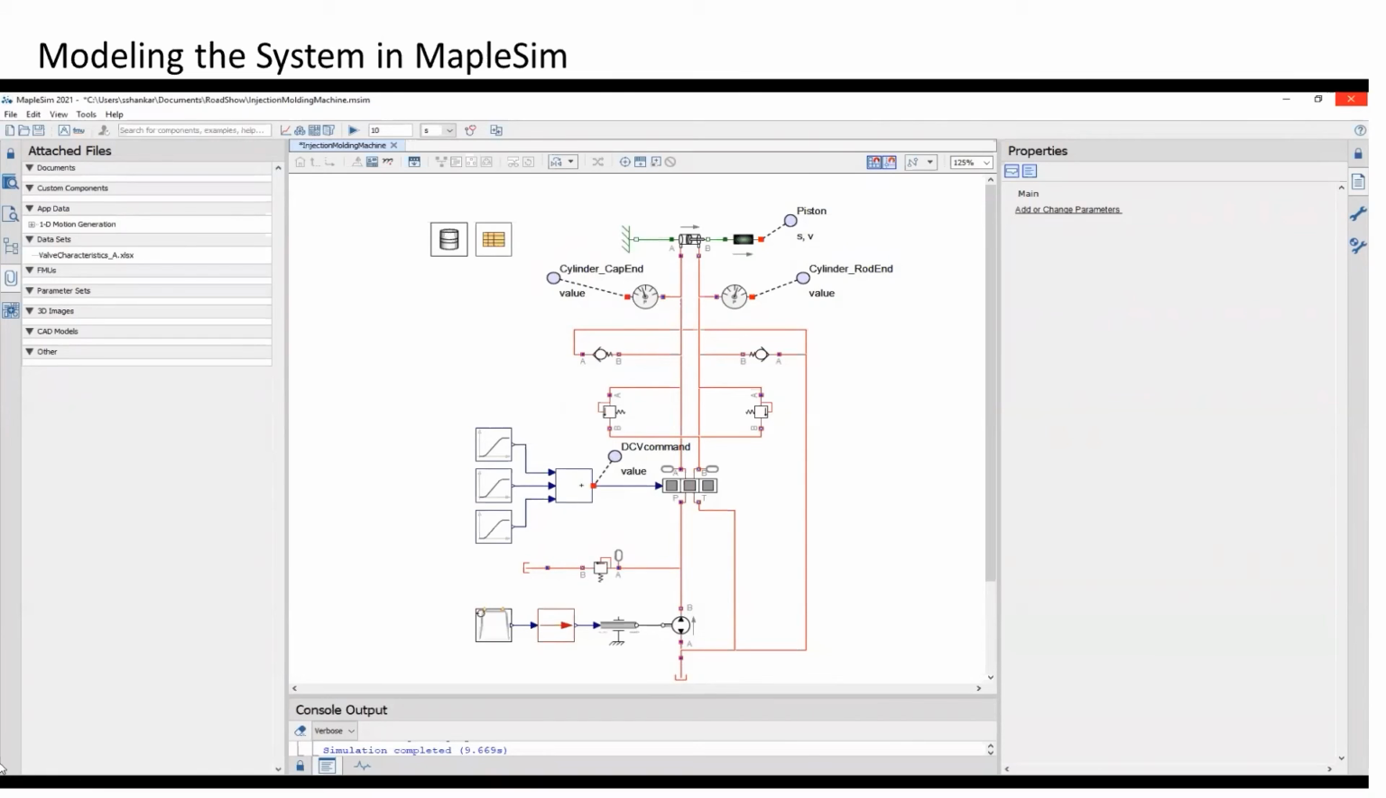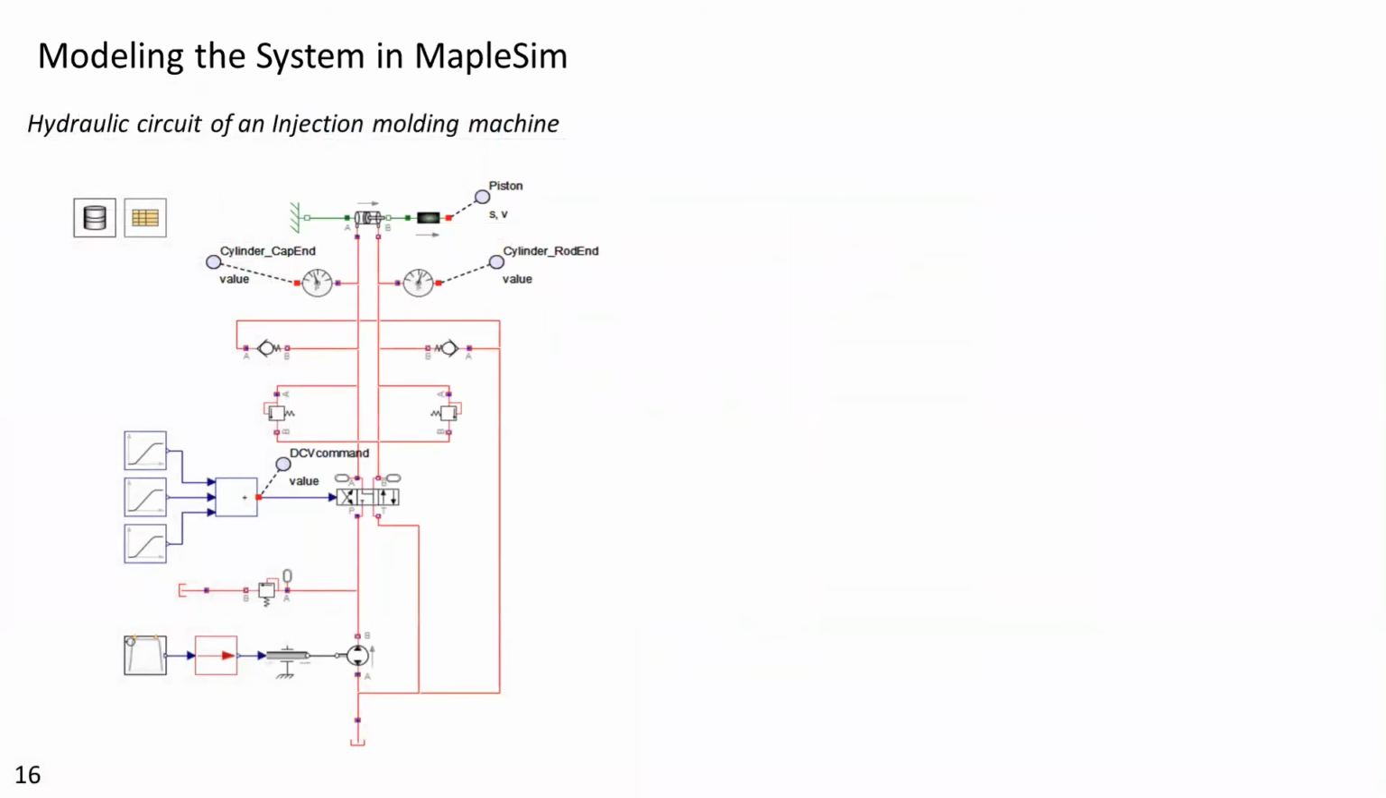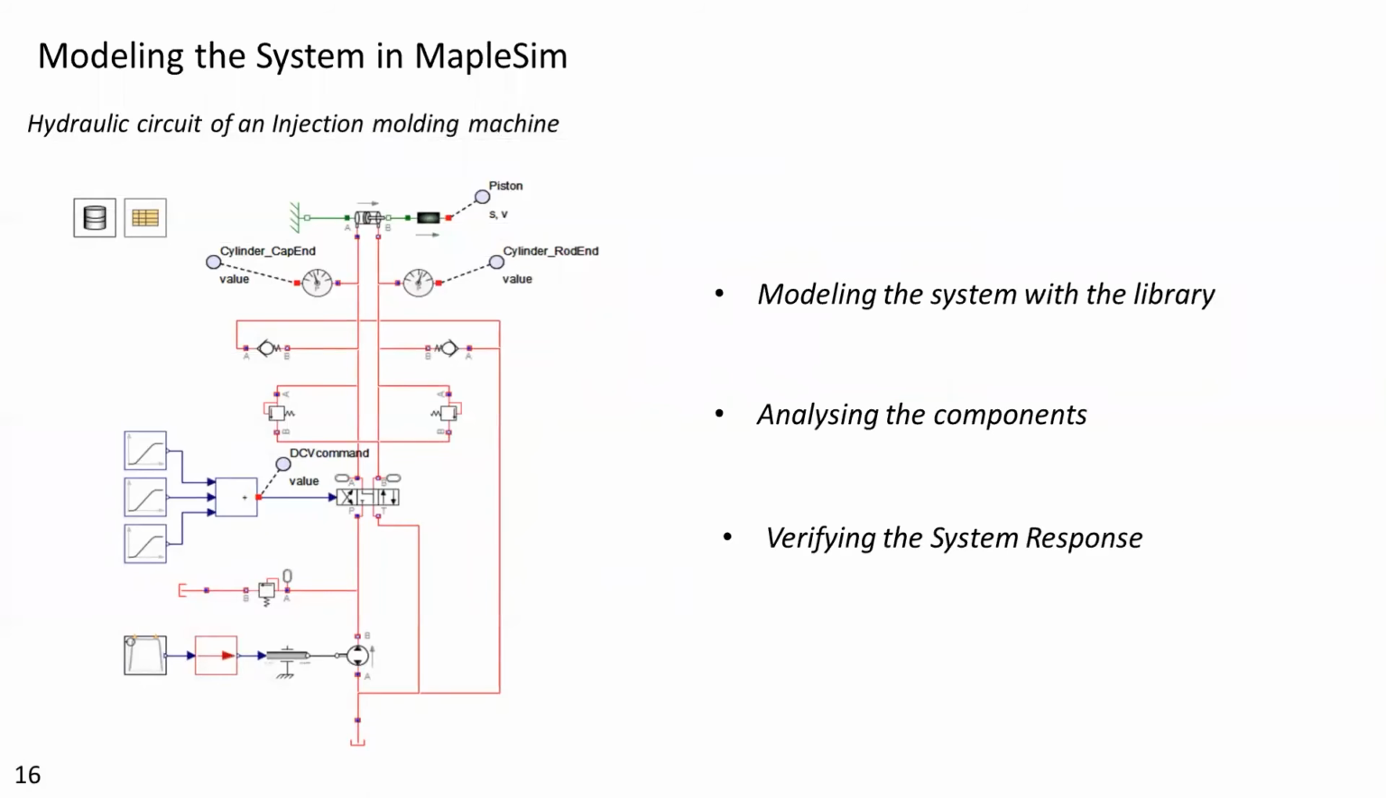But in an ideal case, you will look at all the components, you will look at the analysis of the model and see what can be done to have the system response closer to how a real system would behave. And that's the process of building models in MapleSim. In the next slide, again just recapping what has been done, a simple concept that has been developed. You model the system with the library, analyze the components, and verify the system response.